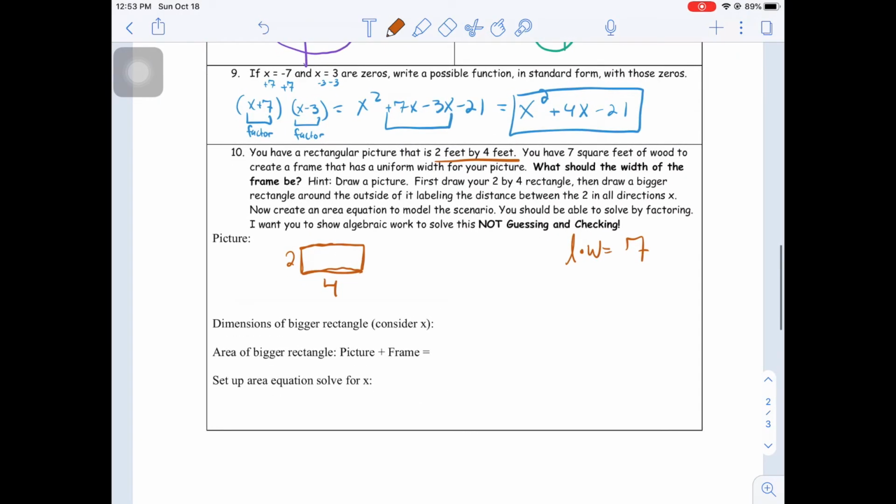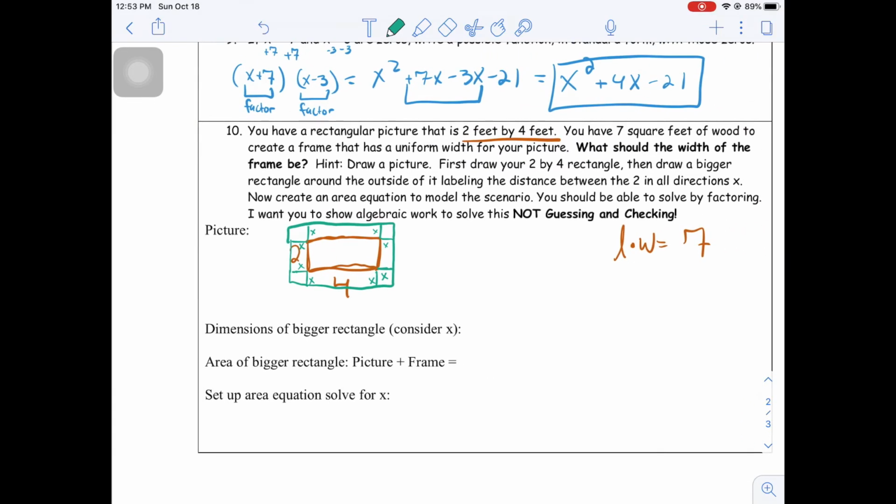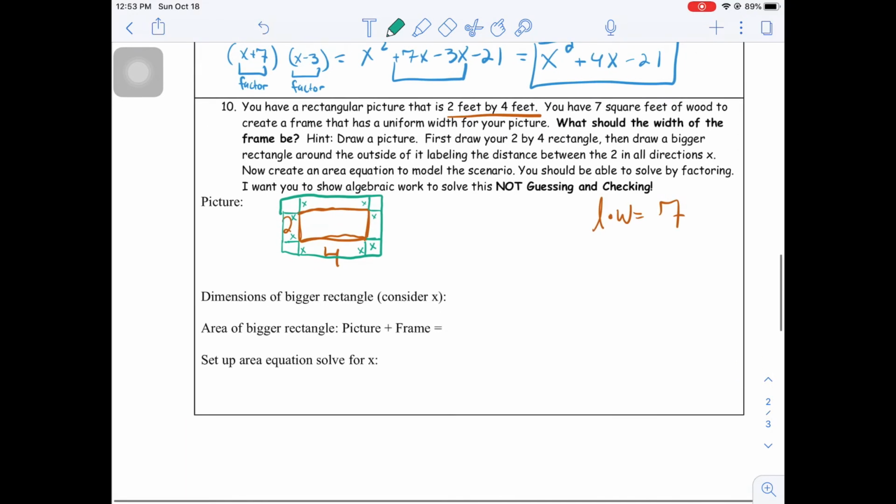Hint, draw a picture. So it says that we're going to draw a uniform width around this picture. So uniform width x deep like that, and then it's going to go x to the side like this. So at every single corner, we should have 2 x's coming off of it because we want uniform width all the way around, right? So then we have this drawing that looks like this. This is our drawing. Perfect.